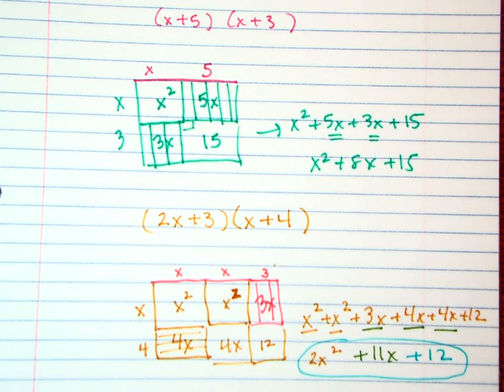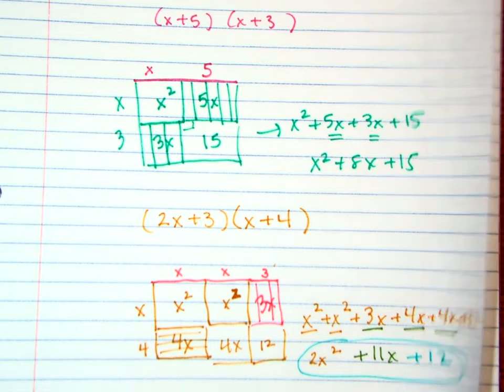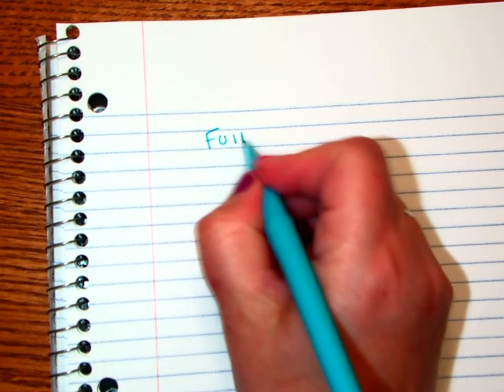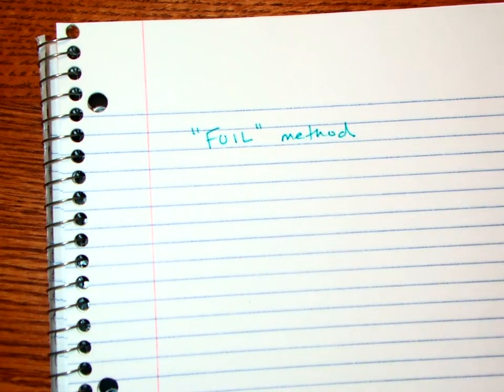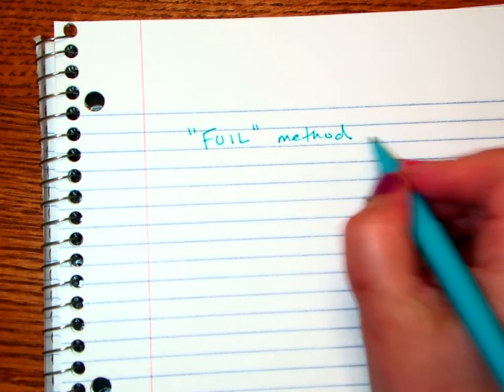Now, there is another way to do these, and I'm going to use the same examples, so we're going to end up with the same answers. I'm going to use those two examples plus another one, actually. This method is something called the FOIL method. I'm going to use some of the same examples on this one, and this is again multiplying binomials.